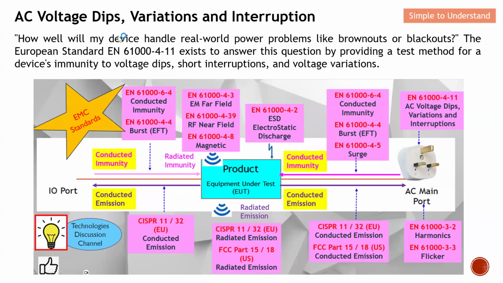So basically this standard, which is the 61000-4-11, helps answer this question by providing a test method for a device's immunity to voltage dip, short interruption, and voltage variation. So basically, this is the test that I'm going to focus on for this video.